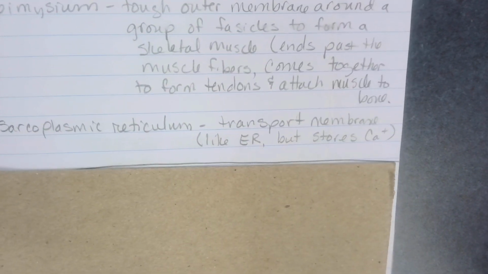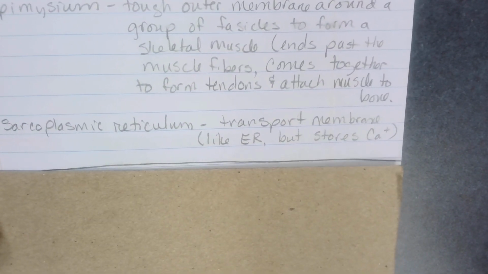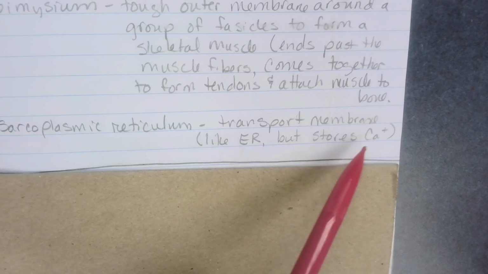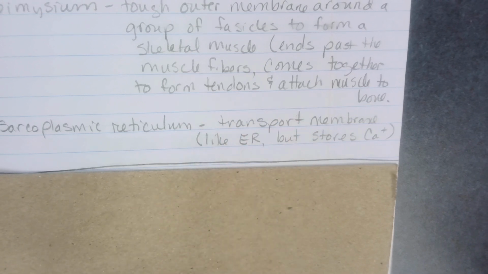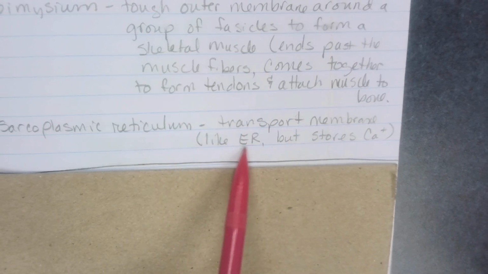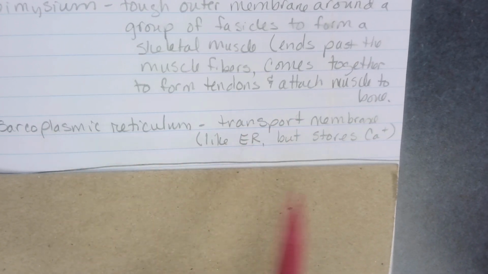All right, sarcoplasmic reticulum. I mentioned that this is like endoplasmic reticulum, that's ER, but it stores calcium. Sarcoplasmic reticulum is a transport membrane. It's like endoplasmic reticulum in a cell, but sarcoplasmic reticulum is specific for muscles, and it stores calcium.